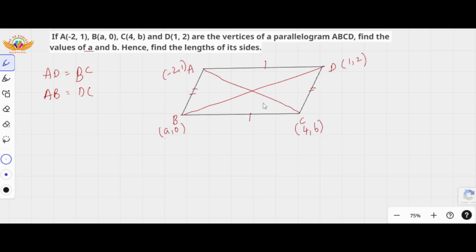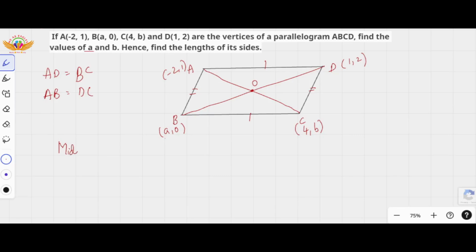Also, the diagonals must be bisecting at the midpoint, exactly midpoint. So, to find out the midpoint, what we have to do? We have to do (x1 plus x2) by 2, (y1 plus y2) by 2. Then I'll get this point. And the midpoint of AC must be equal to the midpoint of BD.